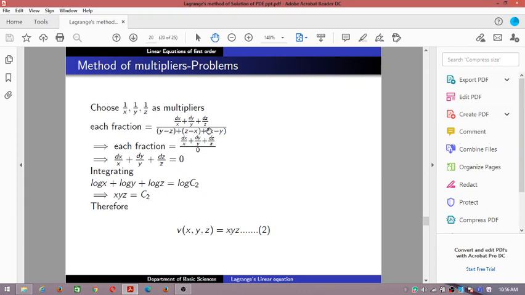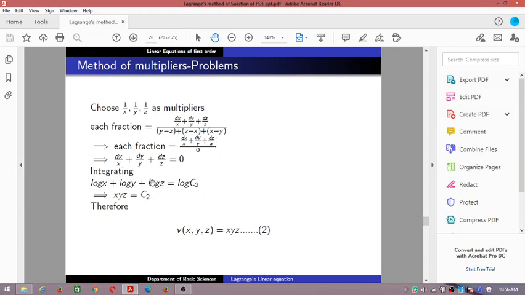Now we can observe that the sum of these three reduces to 0, and the first multiplier is purely a function of x, the second multiplier is purely a function of y, and the third multiplier is purely a function of z. Since the denominator reduces to 0 and the numerator is L dx plus M dy plus N dz, that is 1 by x dx plus 1 by y dy plus 1 by z dz, we get dx by x plus dy by y plus dz by z equal to 0.